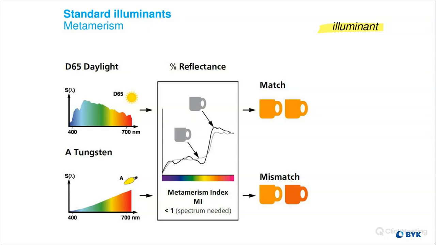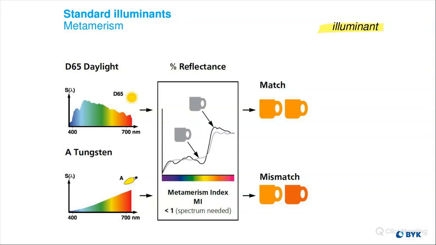And so in this case, what you can imagine is one of these cups has one formulation to get to that color, and the other cup has a different formulation to get to that color. But in the end, under D65, under daylight, they both match. But when you bring in another light source like A, which is really strong in the red region and not very strong in the blue region, now we see that there's a mismatch.